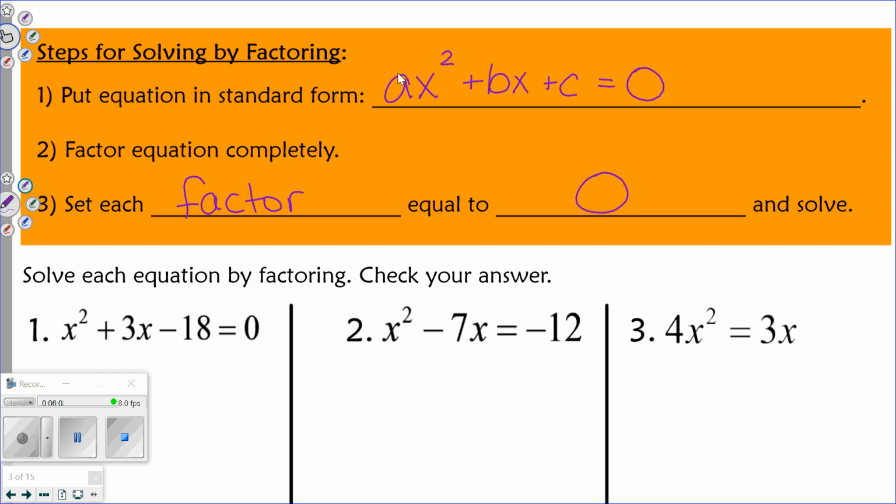So on your salmon colored paper, underneath factoring, let's go ahead and jot this down there. That way we can kind of keep this all together as we go through this chapter. So there's your steps. Put it in standard form, ax squared plus bx plus c equals 0. Factor it completely, and then set each factor equal to 0 and solve. Yep, all of that goes underneath factoring.